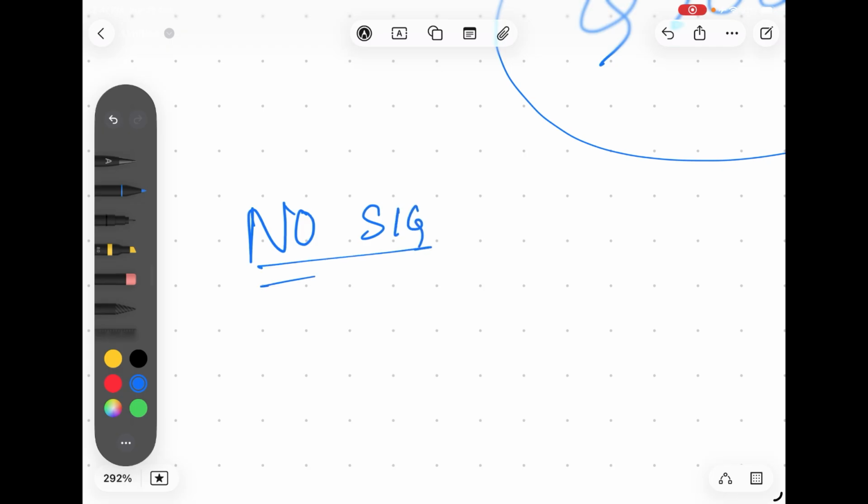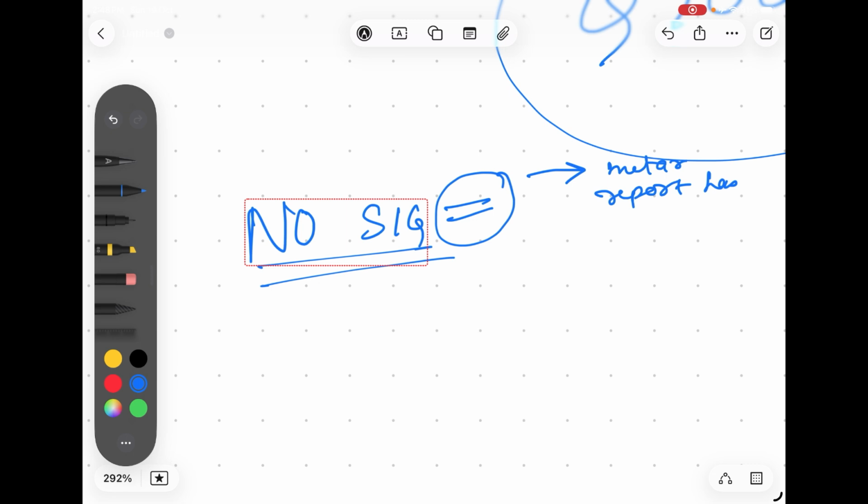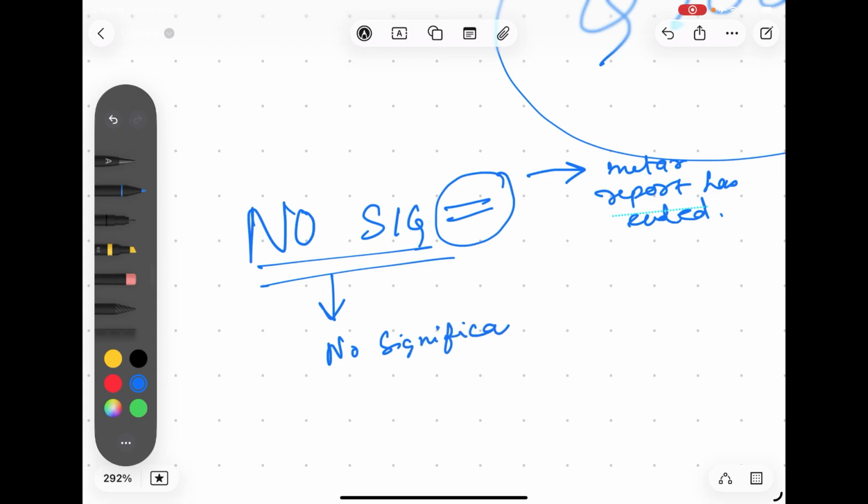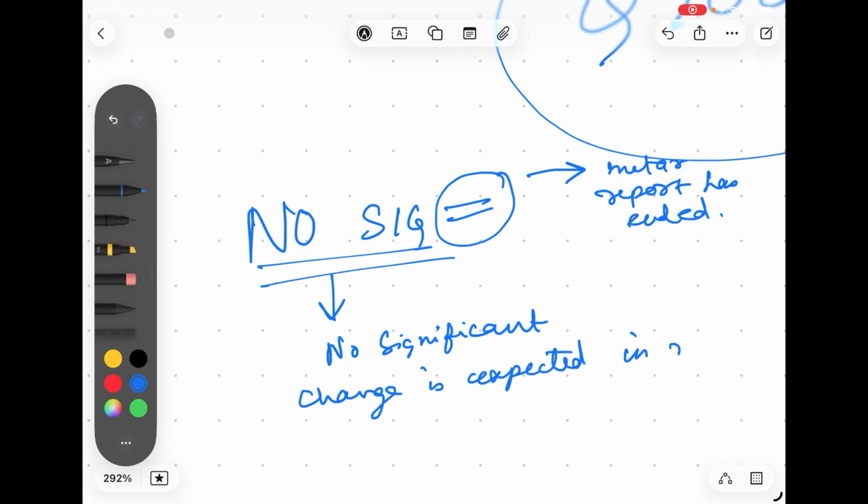So NOSIG is an important term, and then there was an equal to sign in the end. This equal to sign basically means that the METAR report has ended. So it's an ended report now. And what does NOSIG mean? The full form is no significant change. Whatever has been mentioned in the METAR, there hasn't been any significant change other than this. So that means no significant change is expected in the next 2 hours. So this is what it means.